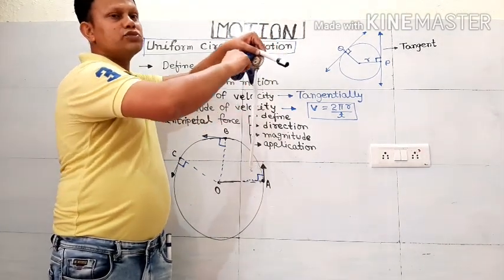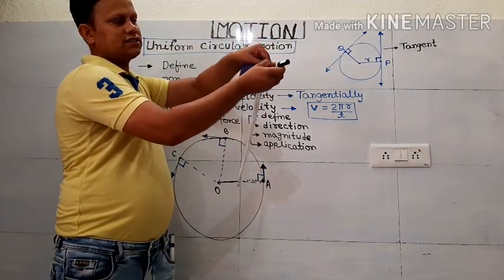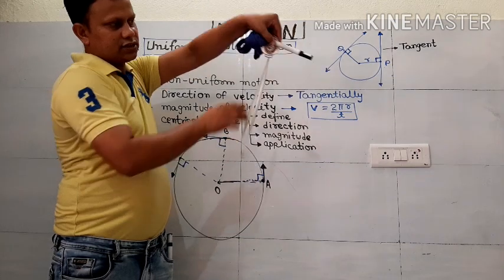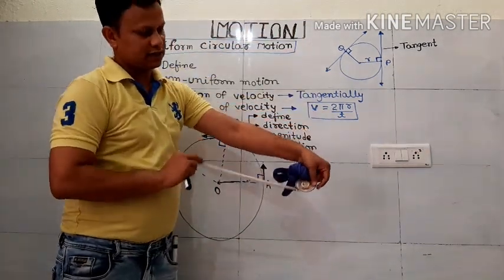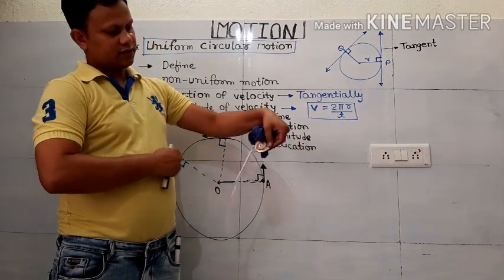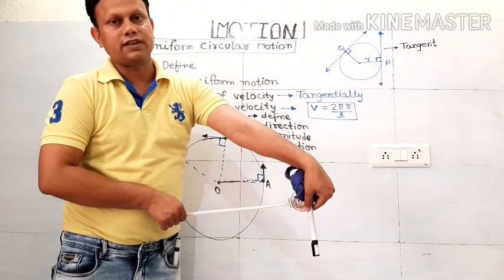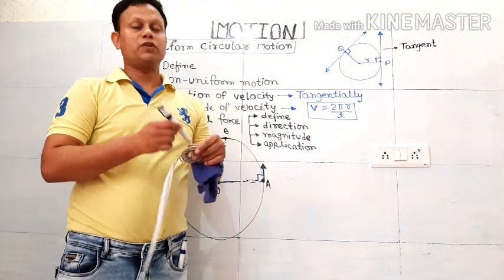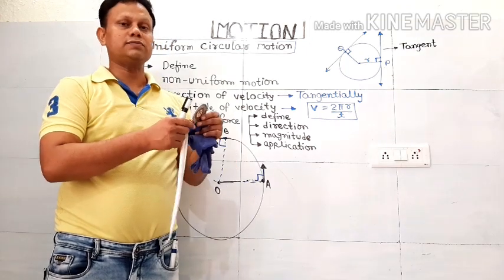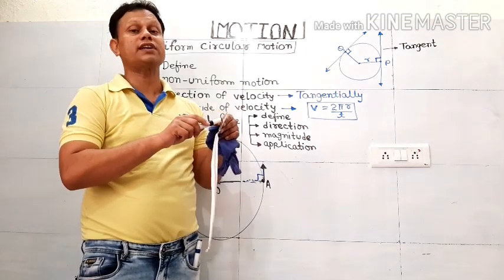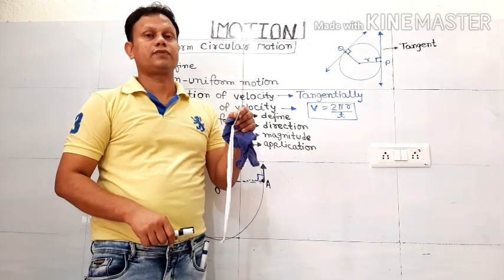Then where will it go? It will have a tendency to move straight. Straight means in whatever direction it has, the tangent. Suppose at this point it has this direction, so it will move somewhere here. Suppose it is on the path somewhere here, and the tangent is here, so it will go this way. So the force keeps the object on a circular path, but the direction of velocity is always tangential to the direction of the radius.